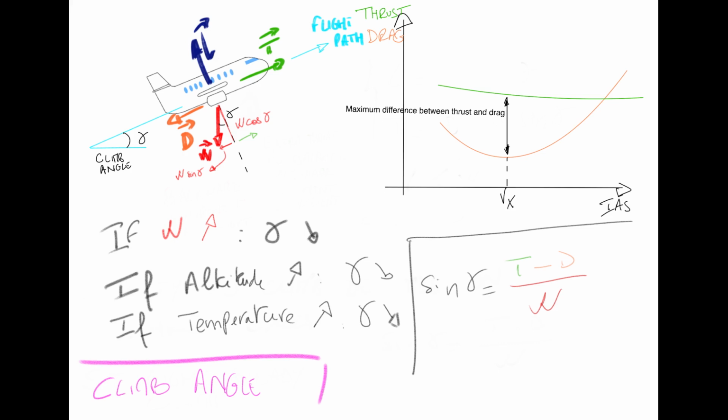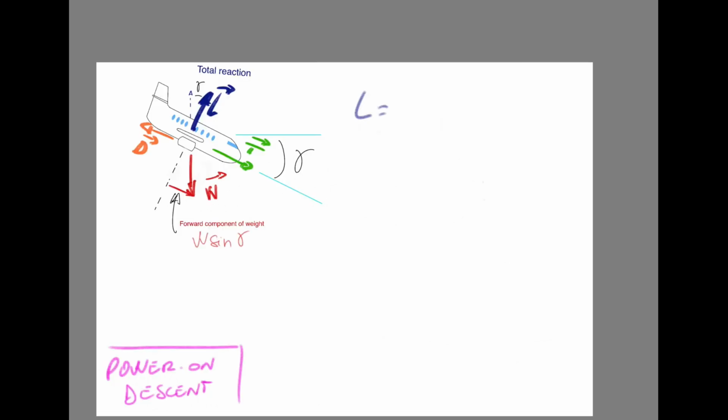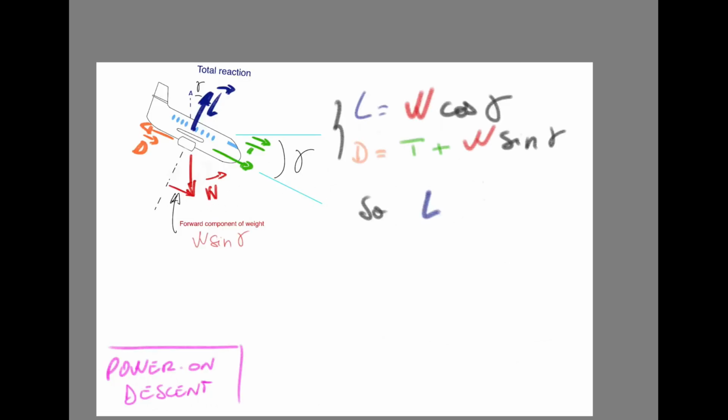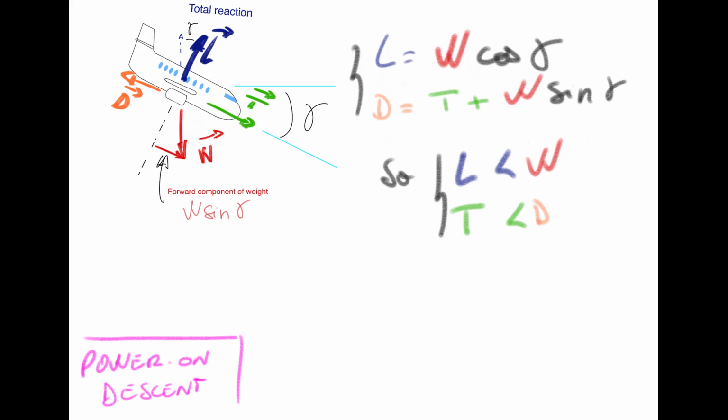Thrust available is lower when temperature and altitude are higher. An increase of these two factors leads to a climb angle decrease. In a steady descent with power on, following a descent angle gamma, we obtain, via Newton's second law. Weight's perpendicular component to the flight path is balanced with lift. The other weight's component acts along the flight path and is added to thrust to balance drag. Lift is less than weight and thrust is less than drag.